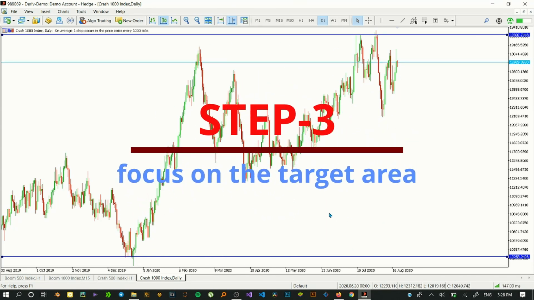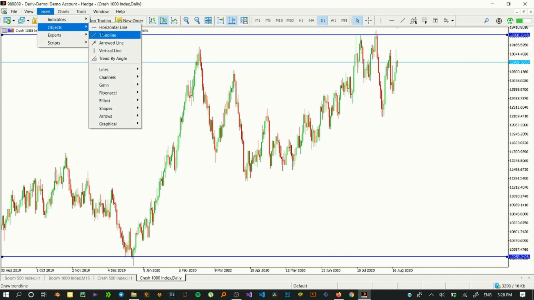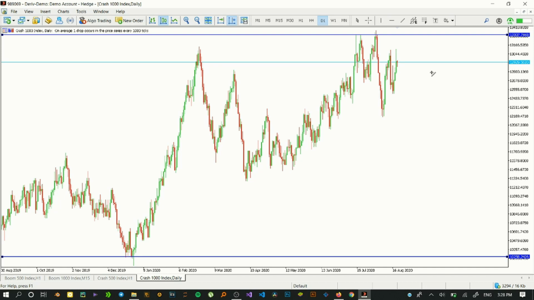Okay, my target will be on August 2. I was waiting for the market to give me confirmation on August 2. So let me show you where my target is. My target is here, around here, August 2. I was waiting for the market to give me confirmation around this point. The market was around here.